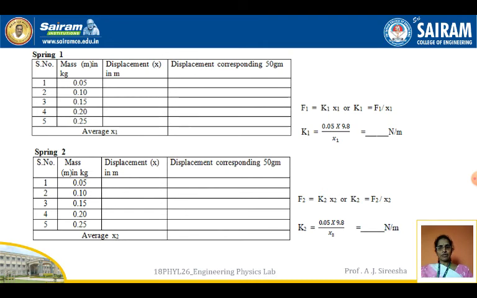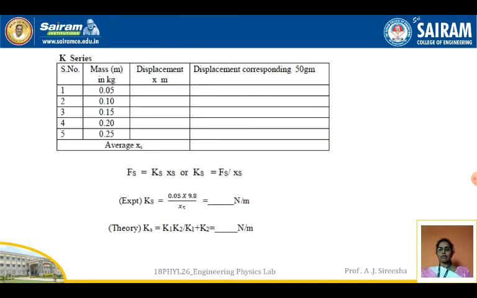Repeat the same steps of increasing mass weights attached to the spring in terms of 50 grams and note down the corresponding displacement in meters. Calculate the displacement corresponding to 50 grams and calculate the value of K2. So you are getting K1 and K2, which are nothing but the spring constant for the spring S1 and the spring constant for the spring S2. K1 and K2 are the spring constants for spring 1 and 2.